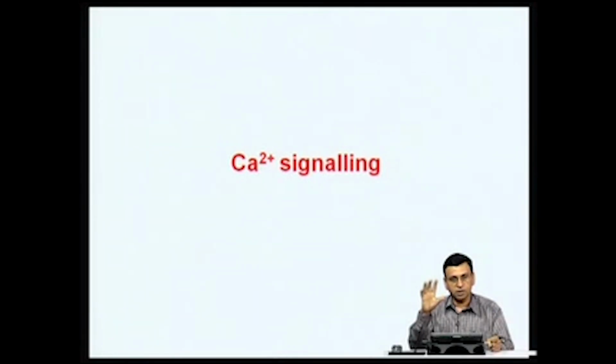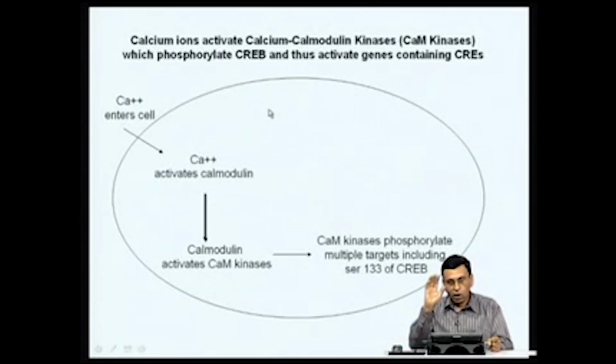What are the important features of calcium signaling? Now, we have already discussed in the previous class how calcium can also activate CREB. So, CREB can be activated not only by cyclic AMP, CREB can also be activated by multiple signaling pathways. That is what we discussed last class, and one of them is calcium. So, once the calcium enters the cell, or calcium can also be released from the endoplasmic reticulum, the intracellular, cytosolic calcium increases, and calcium now activates calmodulin, which is a very important protein, and calmodulin in turn activates CaM kinases, and CaM kinases phosphorylate multiple targets including serine 133 of cyclic AMP responsive element binding protein.